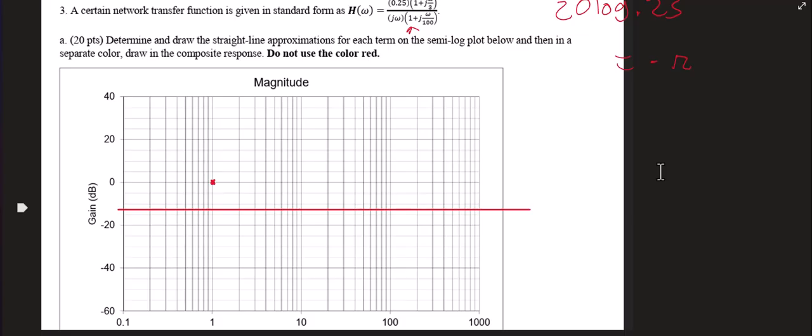The slope is going to be a multiple of 20. It's omega, so it's just negative 20. If it was omega squared, it'd be negative 40. Omega cubed would be negative 60. It's negative because it's a pole. It's a pole because it's in the denominator.